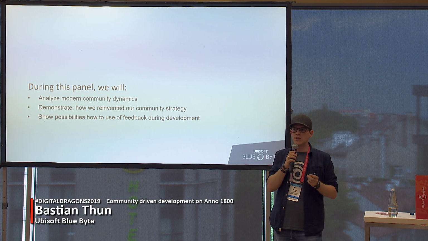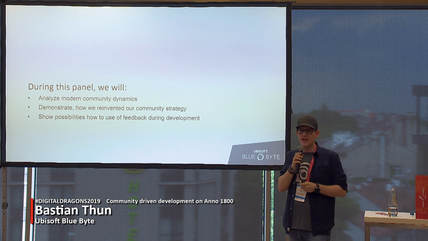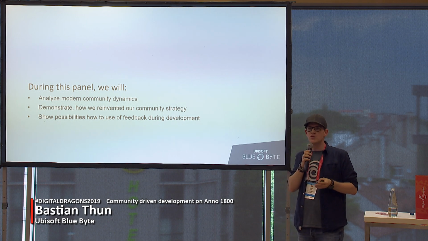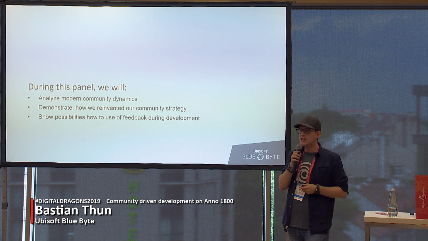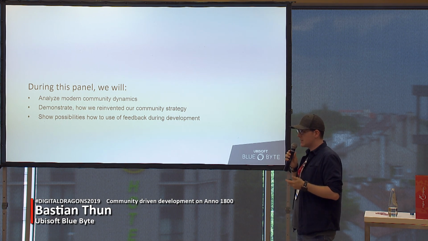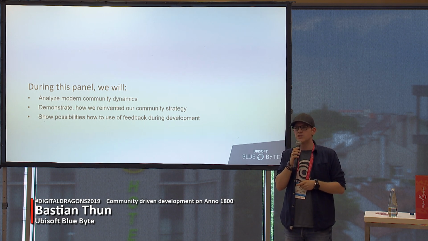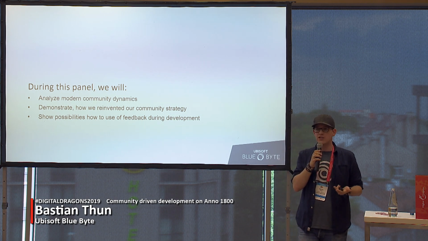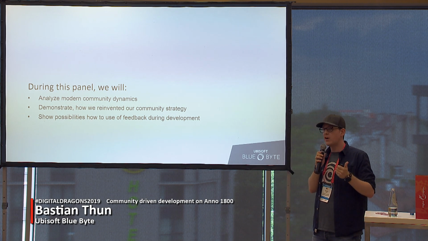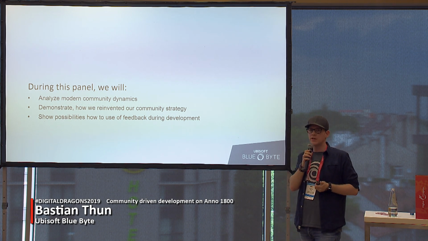getting an idea of how modern communities behave, because we had some learnings about that and realized that maybe our old school approach is not exactly working anymore nowadays. Then we show on the example of Anno 1800 how we changed our whole strategy from pre-alpha on, so very, very early in development.